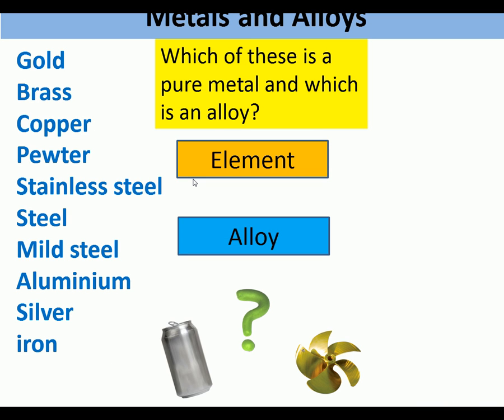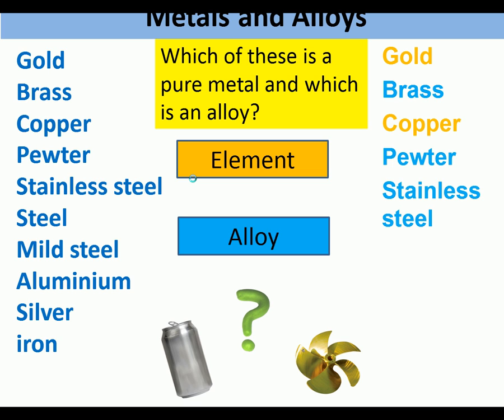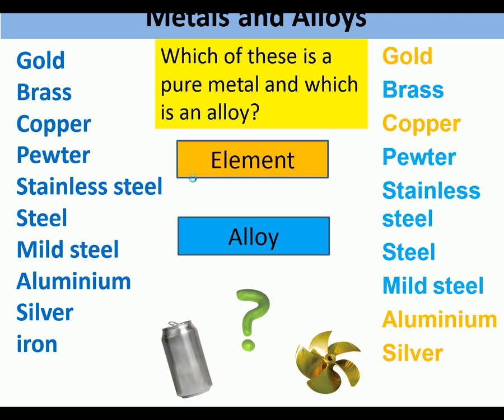Which of these is a pure metal and which is an alloy? Gold is a pure metal. Brass, alloy. Copper, pure metal. Pewter, alloy. Stainless steel is an alloy. Steel is an alloy of iron. Mild steel is still an alloy. Aluminium is a pure metal. Silver, pure metal. Iron is a pure metal.